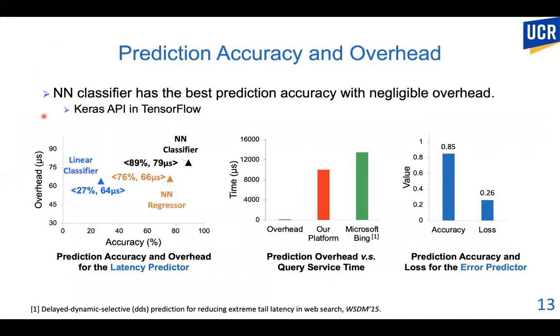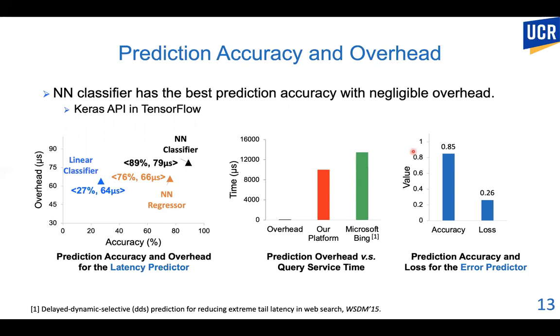For model selection, we tried a linear classifier, a neural network regressor, and a neural network classifier. Among these models, the neural network classifier produces the best prediction accuracy of 89%, with an inference time of only 79 microseconds. All our models are implemented using the Google TensorFlow API. The 79 microseconds inference time is quite small compared to the tens of milliseconds for the request service time on our platform. Microsoft also reports that the request service time on Bing search is a few milliseconds.